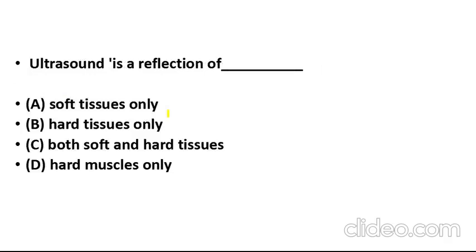So next MCQ, we have ultrasound is a reflection of soft tissues only, hard tissues only, C, both soft and hard tissues only, या D, hard muscles only. So ultrasound is a reflection of both soft and hard tissues.